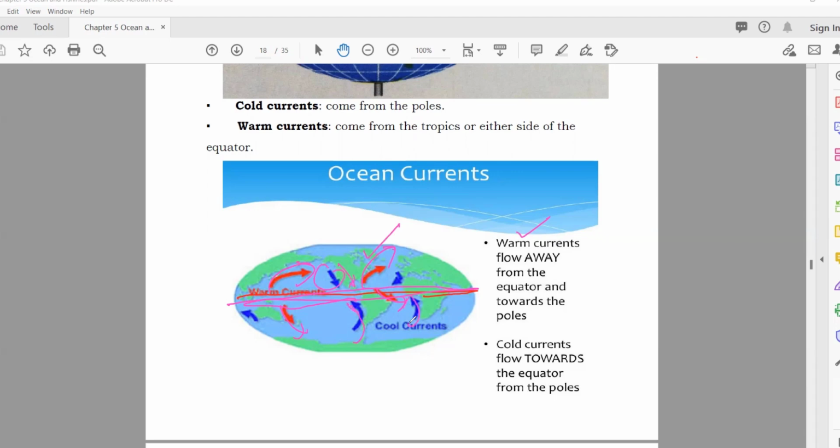You can see here, this one, and this one. Cold currents flow towards the equator from the poles. Is it clear?